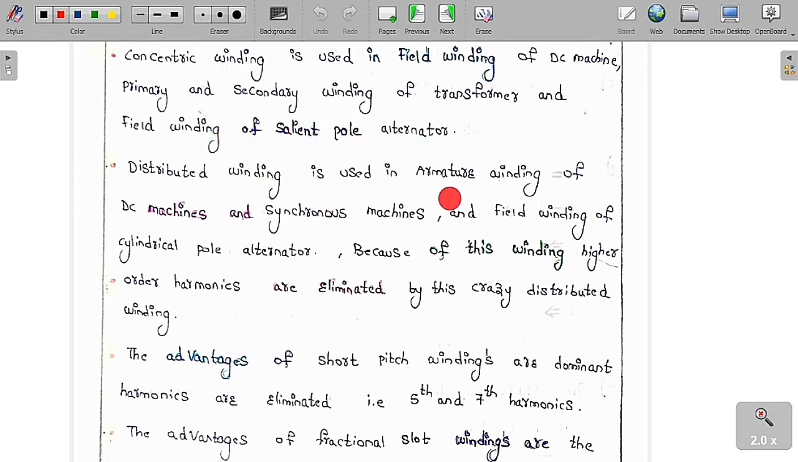And distributed winding is used in the armature winding of DC machines and synchronous machines, and the field winding of cylindrical pole alternator. Because of this winding, higher order harmonics are eliminated by this distributed winding. So simply we can say that distributed winding is basically used in the armature winding of DC machines and synchronous machines. I already told you with the help of this method we can remove the higher order harmonics also.